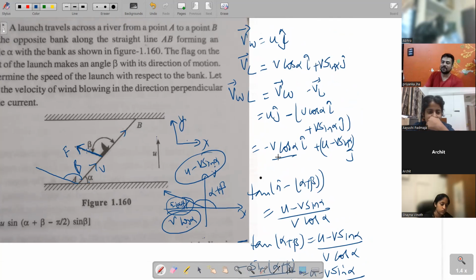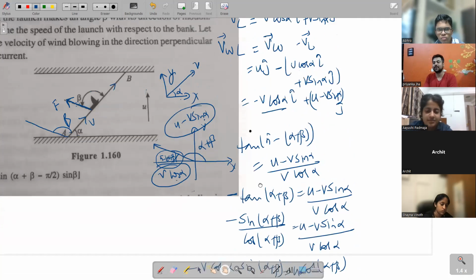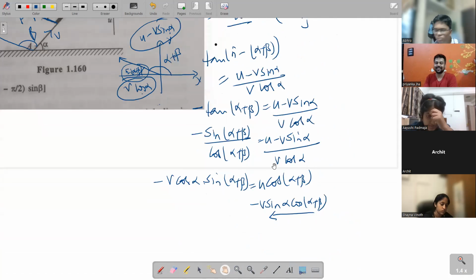Break the vector into components. How do you break any vector into components? This is v and this angle is alpha, so this will be the cos component, v cos alpha along the x axis, so i, and v sin alpha along the y axis, so j. How do you break any vector into components? Okay. Wherever you have a doubt, stop right there, otherwise see how far back we have to come.